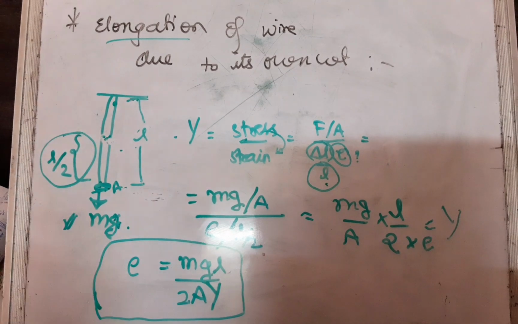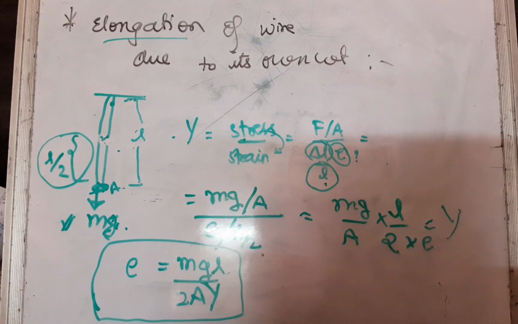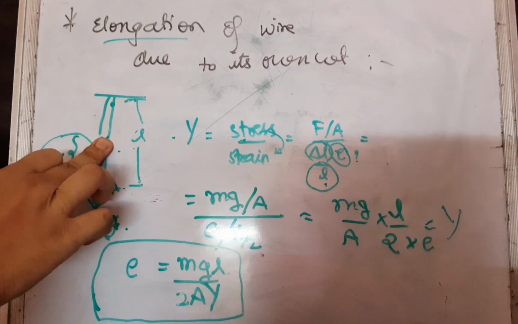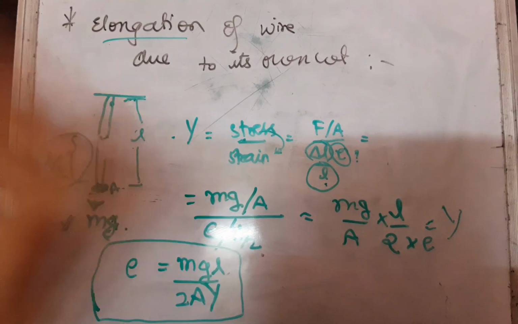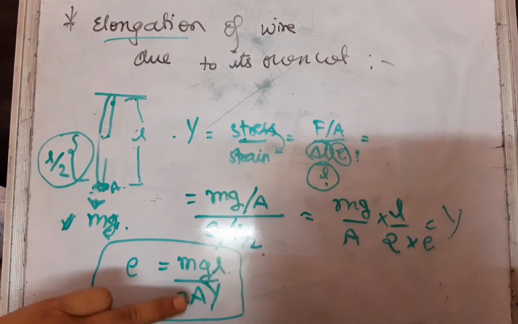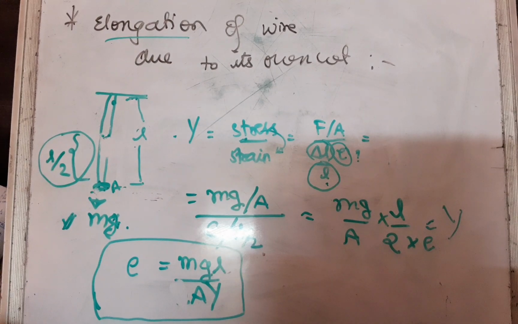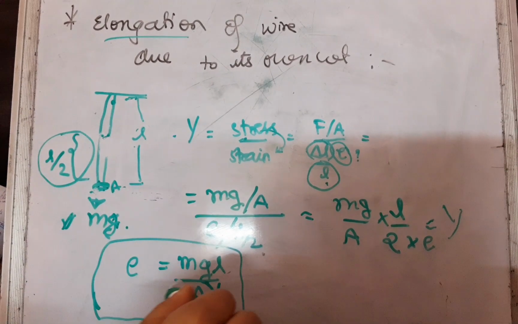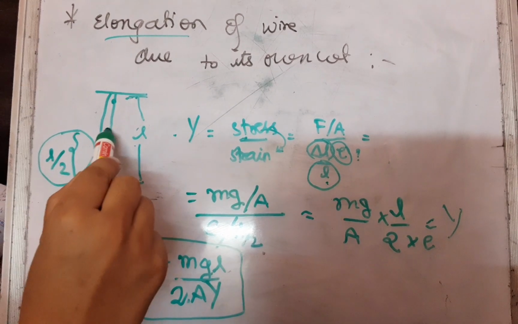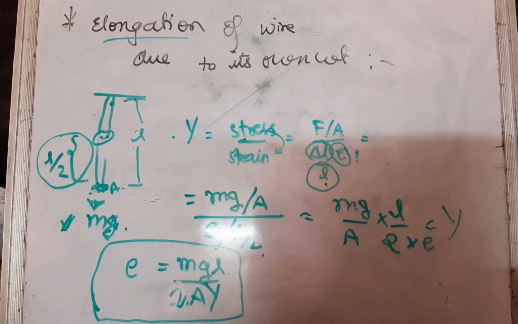But see, if you forget this point, or if you don't understand the concept of why we should only consider this L by 2, because the center of mass is there, that's why we should consider this distance only. If you don't know this concept, what will you take? You will take the original length as L, and you will not get this 2. So your whole sum will go wrong. Understood? That's why this is an important application. For elongation of a wire due to its own weight, you should consider only up to the center of mass, L by 2. That is the concept over here.